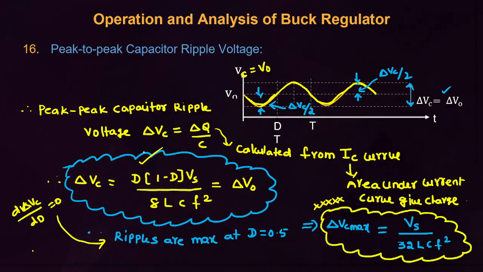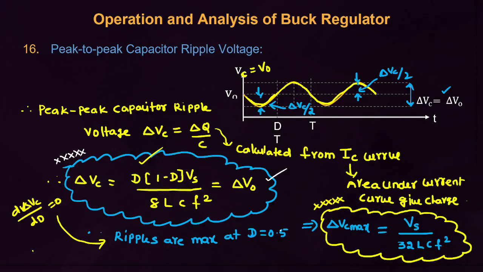Mainly from this, very important is the peak to peak capacitor ripple voltage, a 5-star gunshot formula. Nowadays the trend is that questions are asked based on capacitor related formulas, because inductor related formulas are already over. For the last 2 to 3 years, questions are asked from capacitor related formulas, students. That's why concentrate on capacitor related formulas also. The peak to peak capacitor ripple voltage equals D into (1 minus D) into Vs by 8 L C F squared.